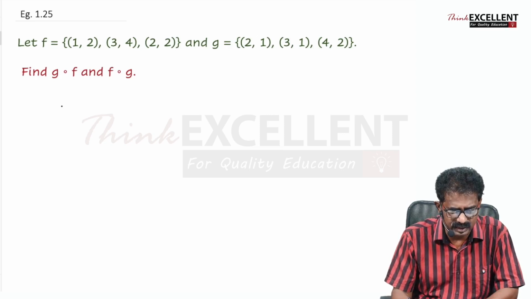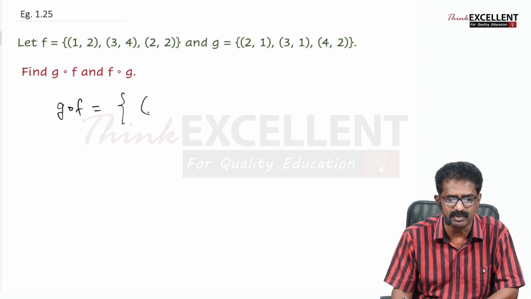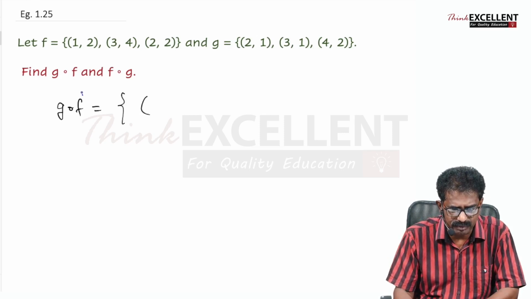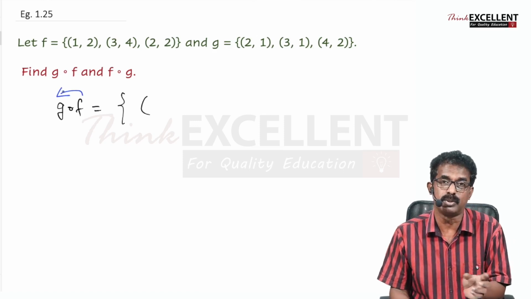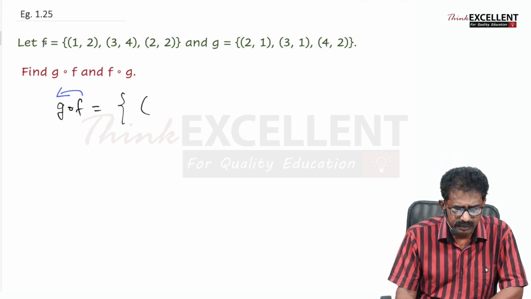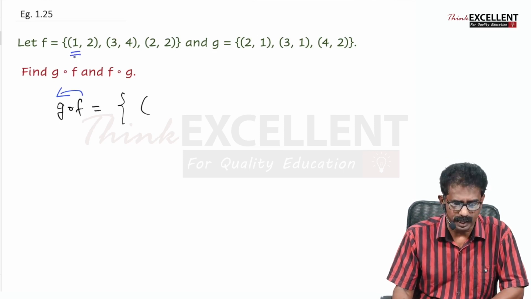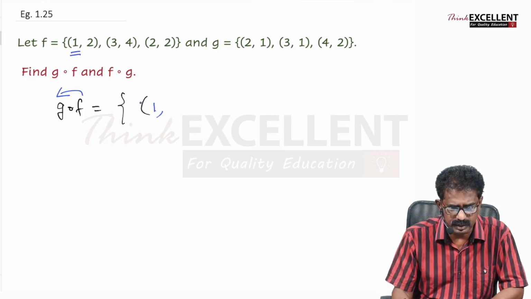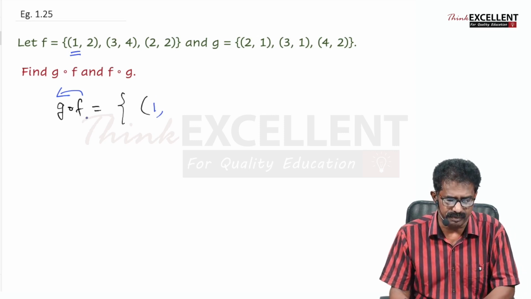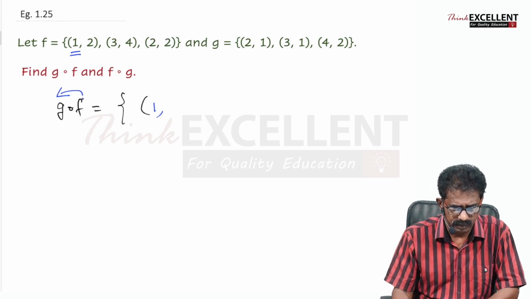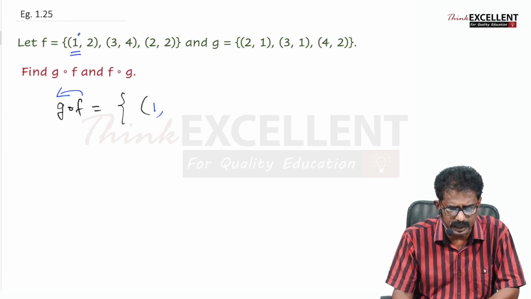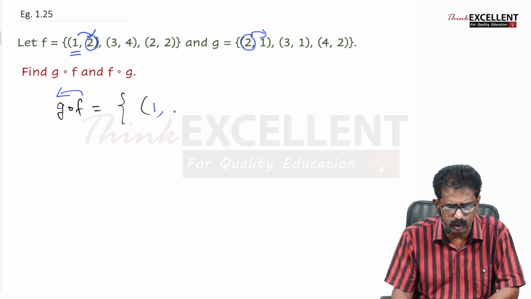So first let us find G composition F. To find G composition F, please listen very carefully, you have to start with F. In F, you see what is the first letter? 1. So now I want to find the image of 1 under G composition F. First you find the image of 1 under F. 1 is related to 2. So now this 2 you look into G. In G, that 2 is related to 1. So overall the answer is 1.